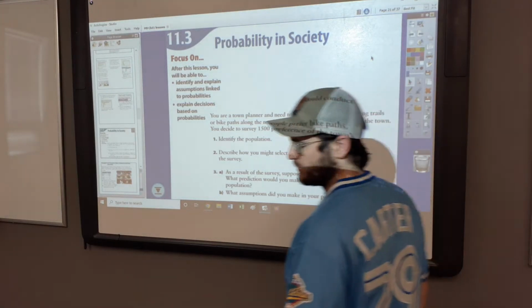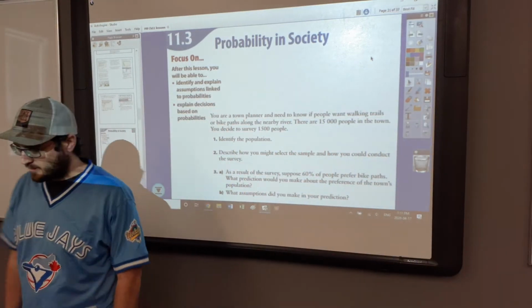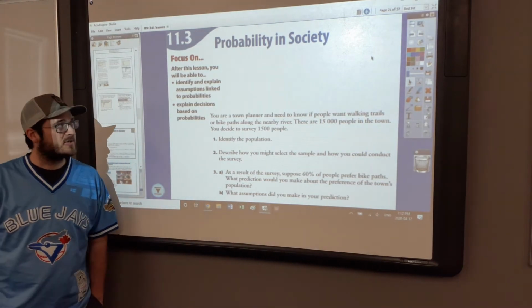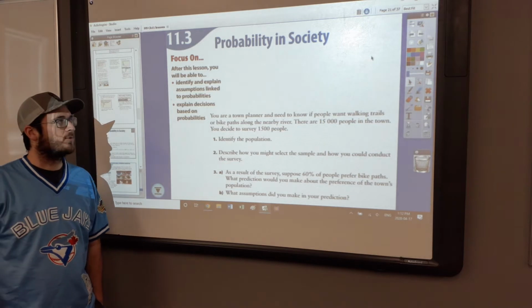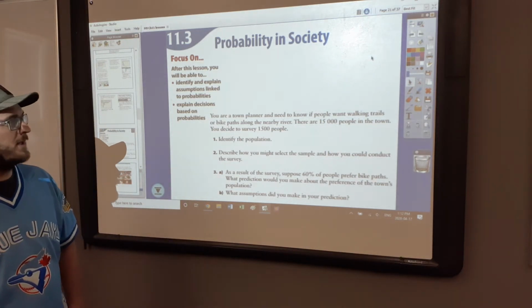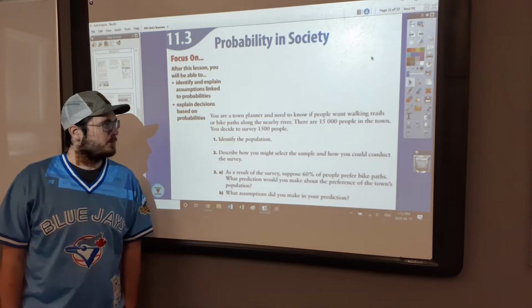Okay, grade nines. I know you're as excited as I am to be done with math for the year, 11.3. We finally see some probability, we see some actual math kind of coming into this data analysis unit with probability in society. So we'll jump into a few examples right away here.